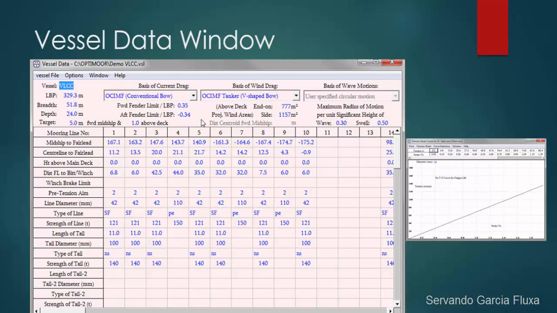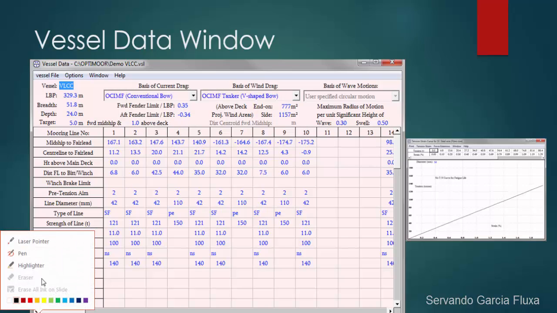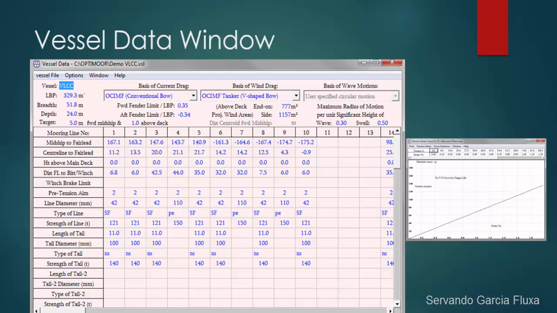Also, here it's asking you where it says fender limit, aft fender limit. What it's asking you to define is, if you click on those numbers, what is going to appear is something like this. It's going to appear, this will be your vessel, okay? So OPTIMOOR allows you to define those points, so you can define how the transverse side of your vessel is. I don't know what those numbers mean, but if you click on them, a table is gonna appear where you can define the shape.